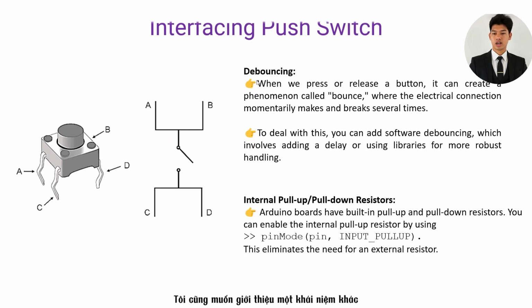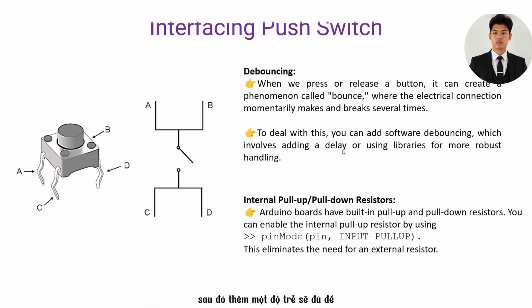Before going ahead, I also want to introduce another concept related to switching that is called debouncing. So, what is bouncing? When we press or release a button, it can create a phenomenon called bounce, where the electrical connection momentarily makes or breaks several times. So this is a problem because we are pressing 1 time, but due to the transients or the bouncing, it will read multiple on and off. So we can deal with this sort of debouncing from the hardware part as well as from the software part.